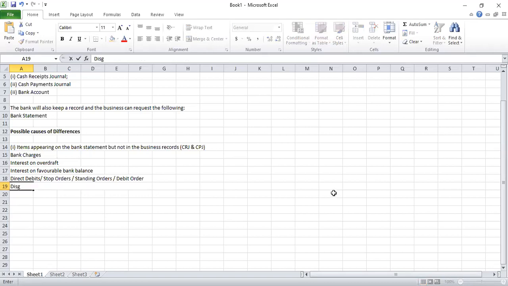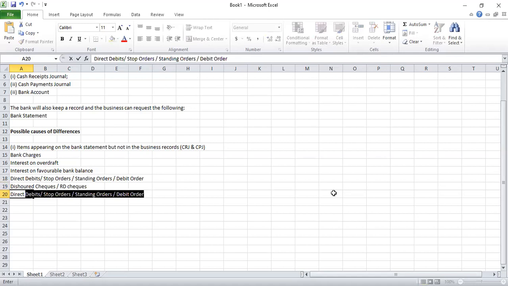Right. Dishonored checks, also called RD checks. RD stands for refer to drawer. These are checks that we have received and banked, but they've been rejected by the bank. Maybe the person that gave us the check did not have sufficient funds.